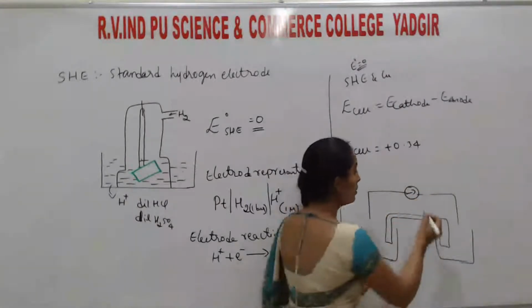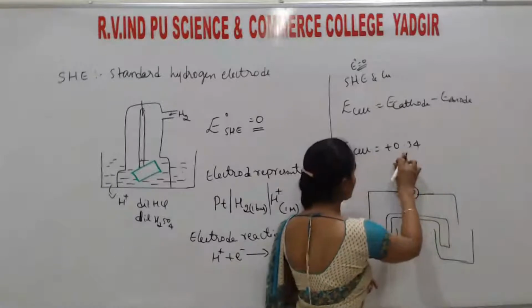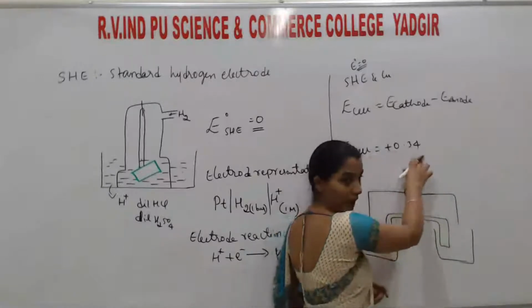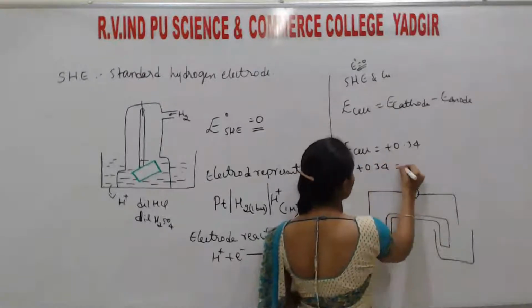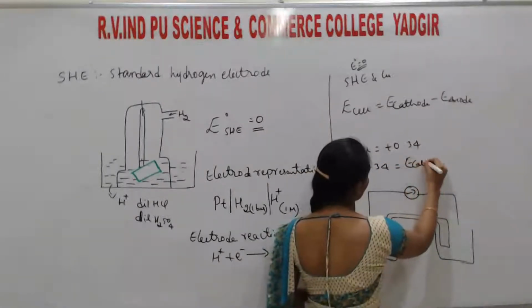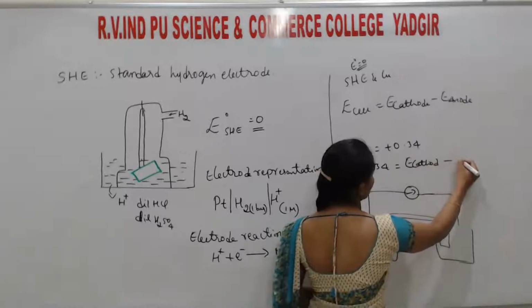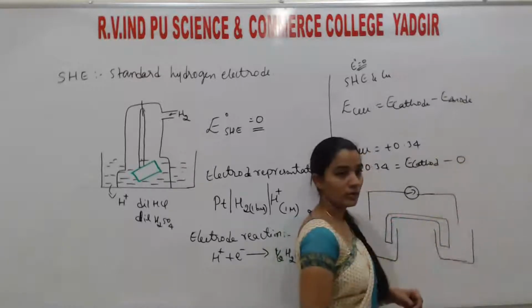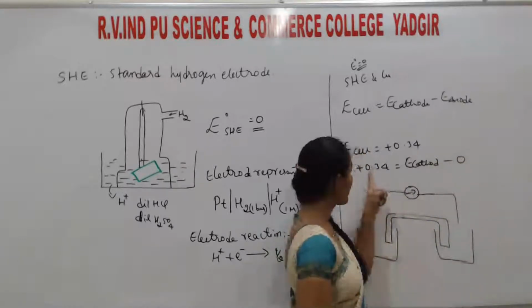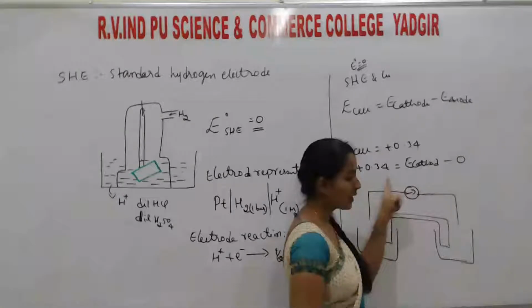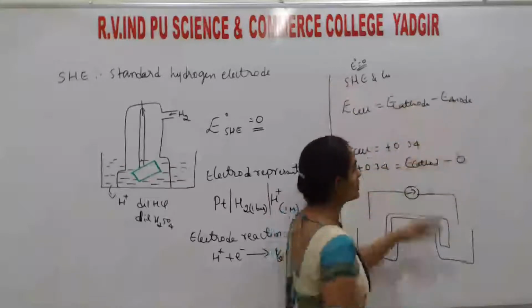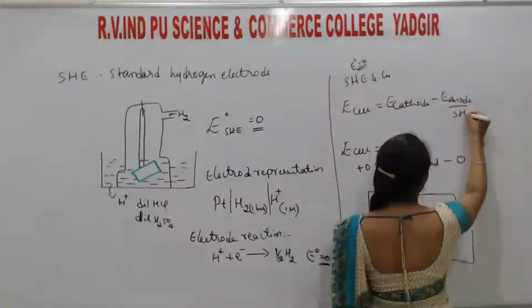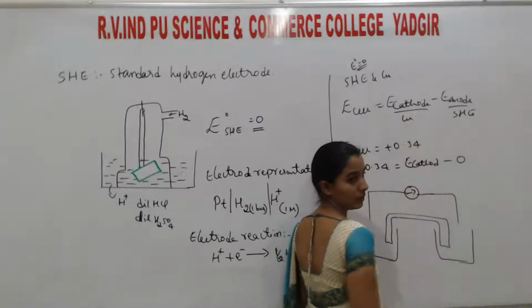Okay. So from that we can easily come to know, if E cell is 0.34, plus 0.34 is equal to E cathode minus E anode. Which is 0? Why? It is a plus value, so this must be the least value. Least value is which one here? This one is SHE. That is 0. So that means anode is SHE, cathode is copper.